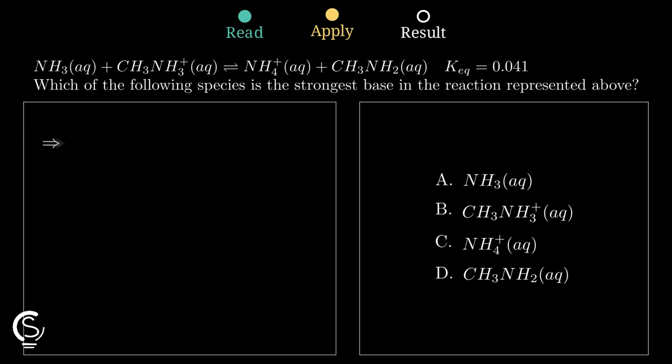In any acid-base reaction, the equilibrium position always shifts away from the stronger species toward the weaker ones. That means our strongest base must be on the product side today.